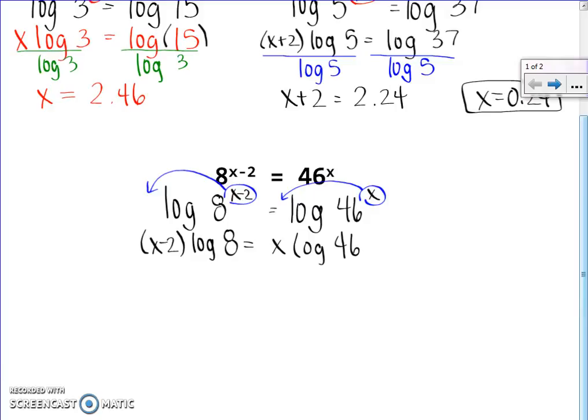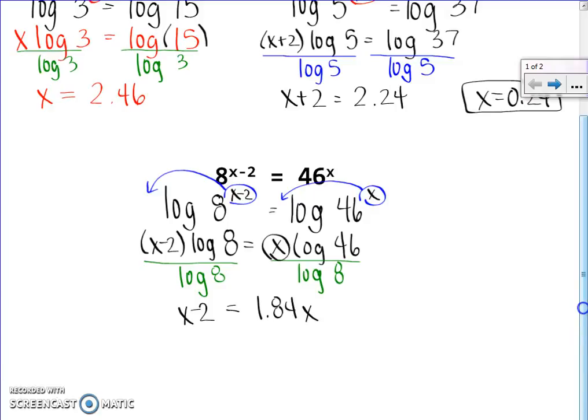Now what? So x minus 2 over here. And what do we get when we take log 46 divided by log 8? 1.84, and then there's an x attached to it, right? Is this number times x? We can put x on the end. Okay, what should we do now? We can add 2, but that would add a step that we don't really need. Let me back up here.